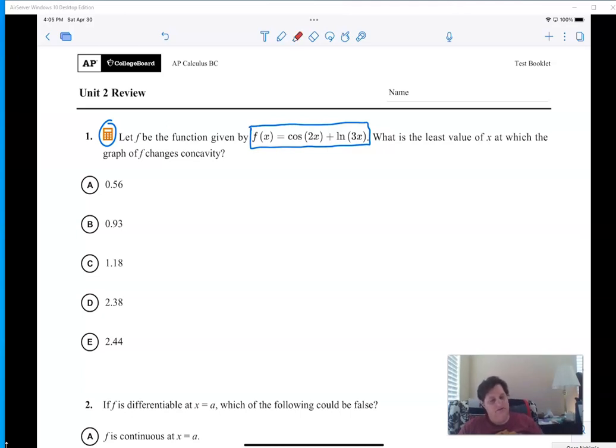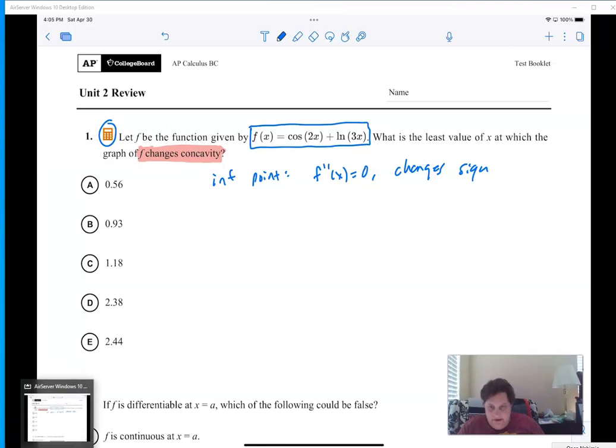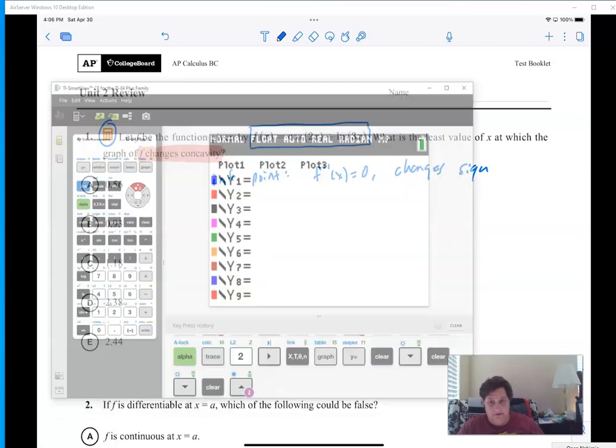Now, check it out. What's the least value of x at which the graph of f changes concavity? Well, what that means, okay? A change in concavity happens at an inflection point, and an inflection point is where the second derivative equals 0, okay, and it changes sign. Now, I just learned this the other day, so you guys might want to practice this on your calculators and make sure it works, but it certainly seems to be working on mine.